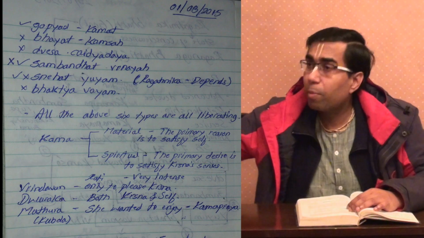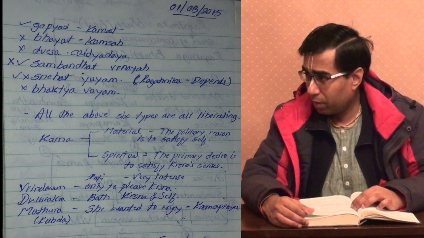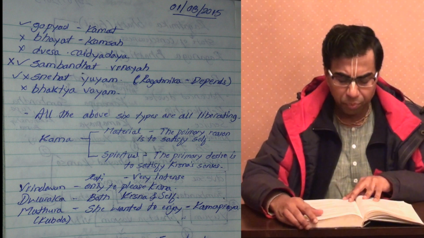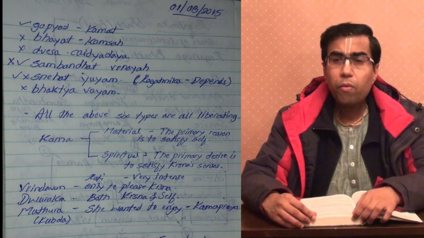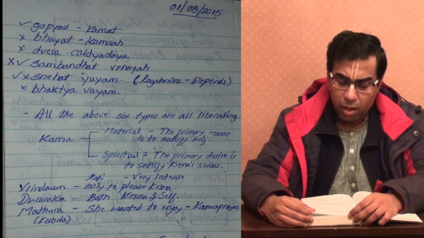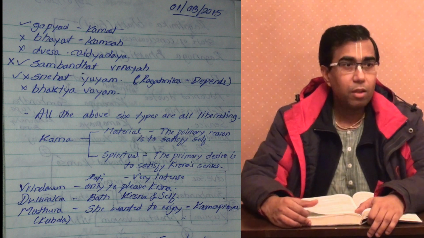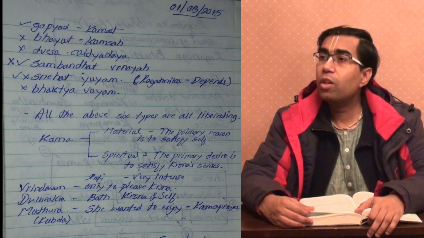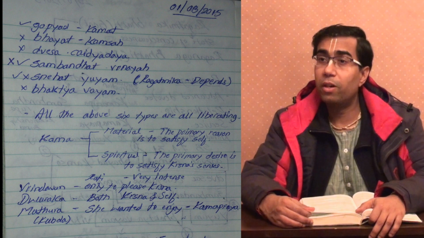Alright. So today we'll discuss a little bit more on that section. Gopyah kamad bhayat kamso dveshat chaidyadayo nripah, sambandhad vrishnayah snehad yuyam bhaktya vayam vibho. We touched upon this point in the previous class. Let's take the bhayat and the dveshat. What does Rupa Goswami say about bhaya and dvesha, the way Kamsa and Shishupal practiced them? What is the good part of it and what is the bad part of it?